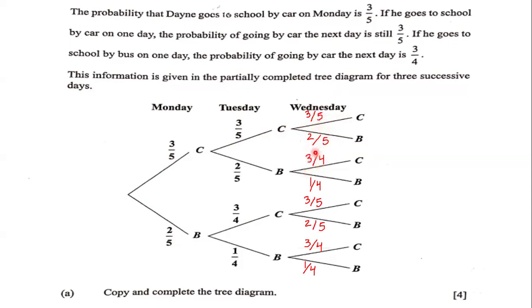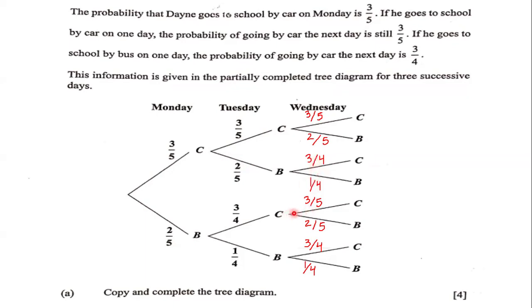Now, how do we get 3 over 4 here? Well, it says he went by bus on Tuesday. And if he went by bus on Tuesday, we want to figure out the probability of him going by car the next day. If he goes by bus on one day, then the probability of him going by car the next day is 3 over 4. And we know that because it says it right in the question. So this must be 3 over 4. And if this is 3 over 4, then this has to be 1 over 4, because these two should add up to 1. And 3 over 4 plus 1 over 4 is 4 over 4, which is 1.